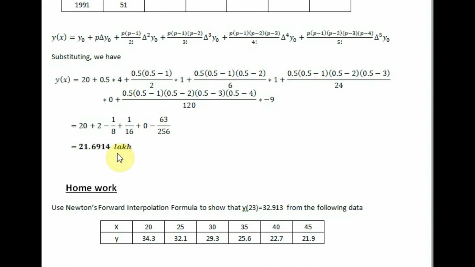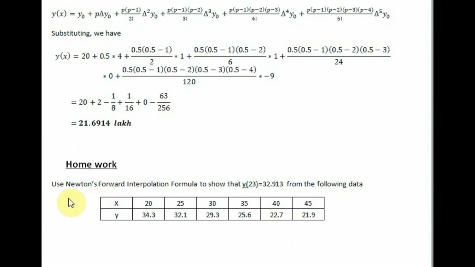21.6914 lakhs. Now one homework: use Newton's forward interpolation formula to show that y at 23 equals 39.913 from the following data. The x values are 20, 25, 30, 35, 40, 45 and the corresponding y values are 34.3, 32.1, 29.3, 25.6, 22.7 and 21.9.